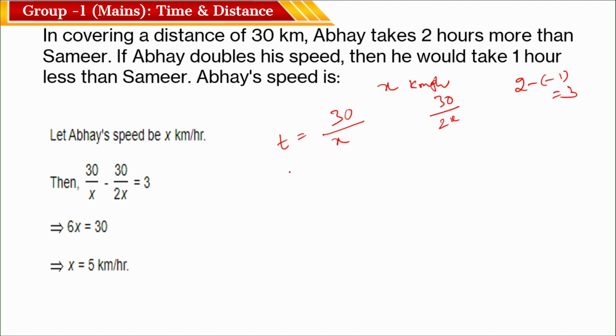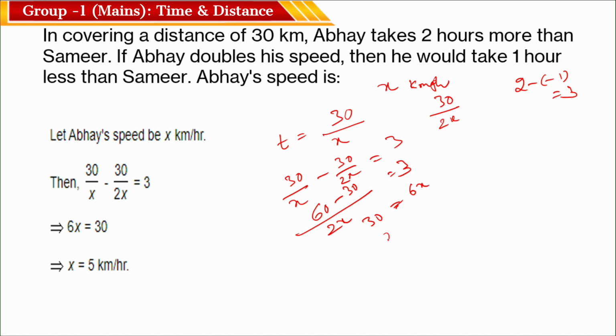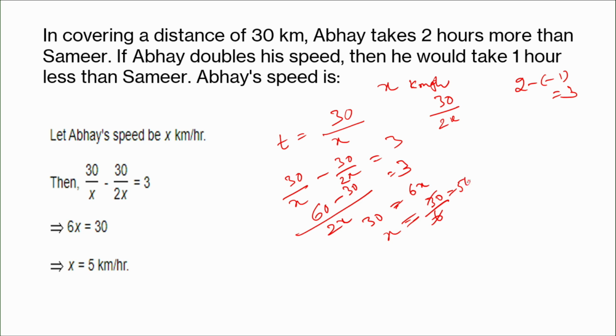Means you can say 30 by x minus 30 by 2x is equal to 3, where the LCM of x and 2x is 2x, as you know. So 60 minus 30 is 30, that is 3, correct. Or simply you can say 30 is equal to 3 into 2x, which is 6x, or x is equal to 30 by 6, which is 5 kmph. Clear? So, that is the speed.